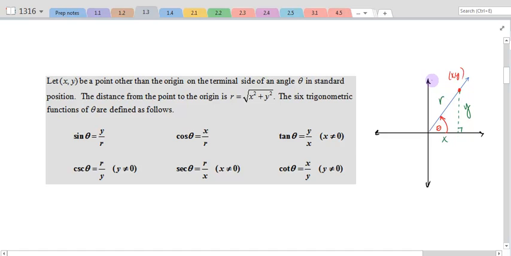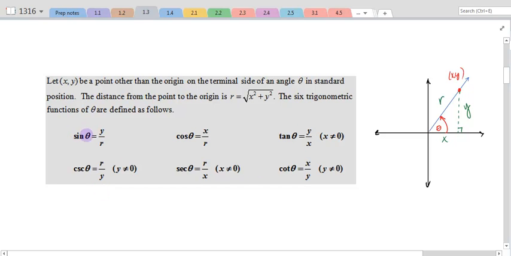Knowing all of that, we can look at these six trig functions. This top row, made up of sine, cosine, and tangent, are the three most common trig functions we'll use. The second row, which is the inverses of the first row, made up of cosecant, secant, and cotangent, are not quite so common, but we will need to know all six of these trig functions.